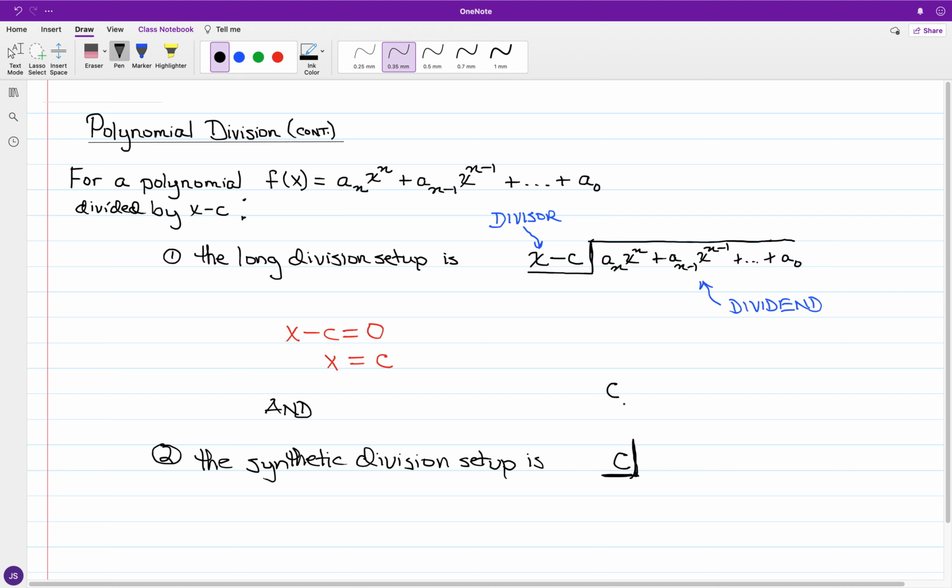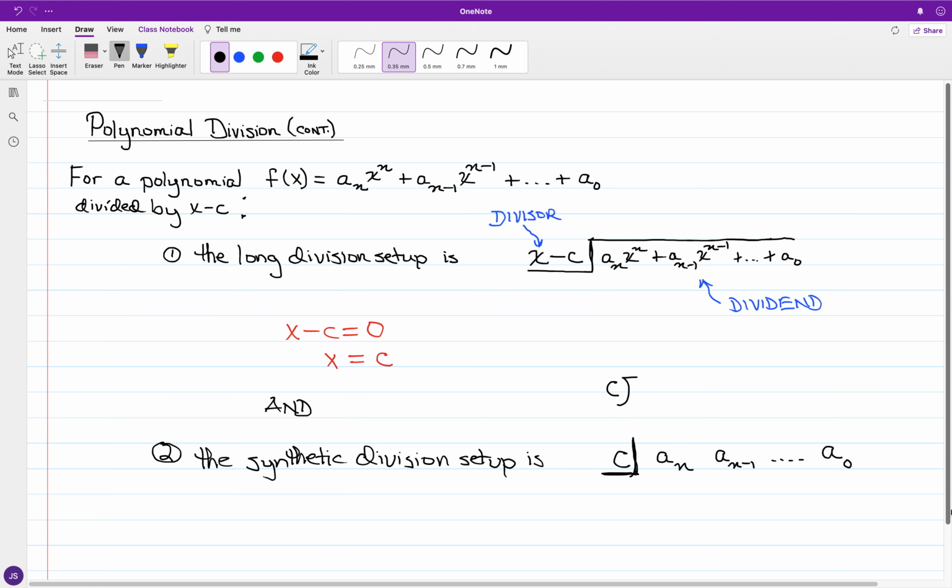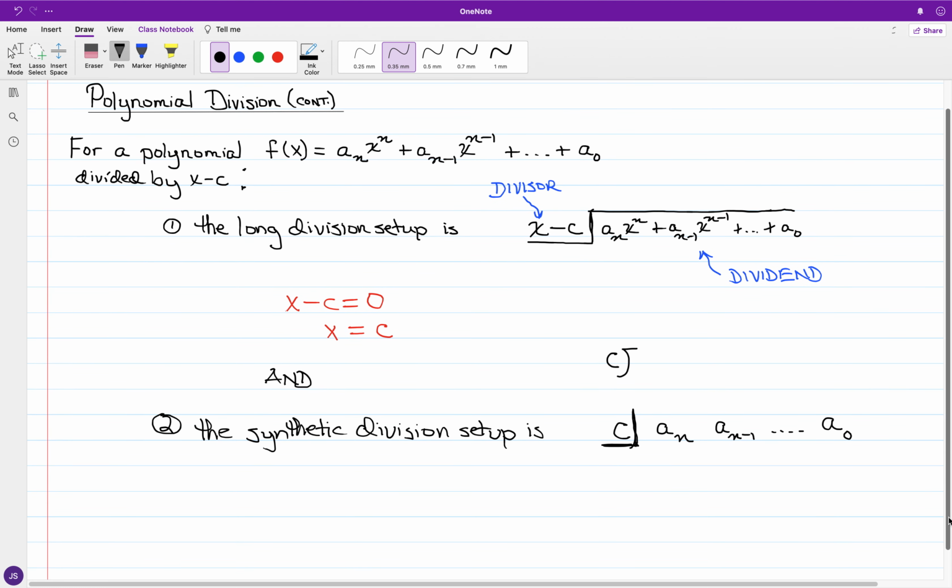I think Alex has it displayed in this particular format, but regardless, you have c, and on the other side of the barrier you're going to have just the coefficients of the variable terms. So you have a of n, a of n minus 1, and you continue adding column headings until we get to the constant. So this is the theoretical display.